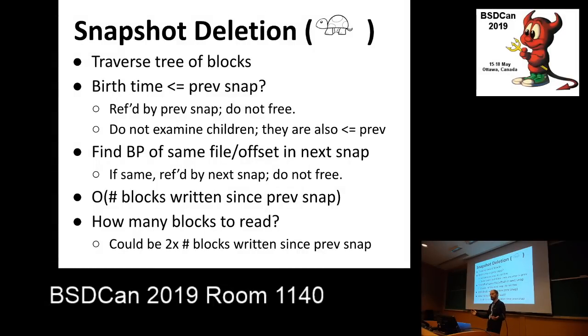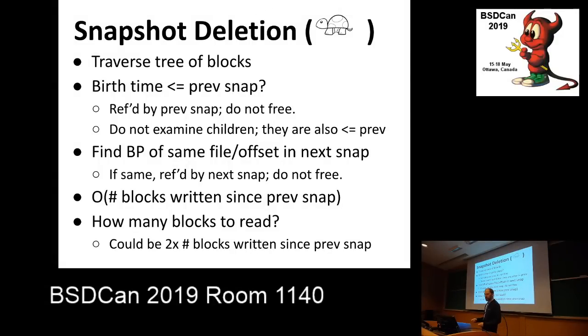If so, then I can't delete it. But if it's different, then I know that the next snapshot doesn't reference it, and all the ones in the future don't reference it. So this takes advantage of another characteristic of snapshots, which is that if there's a block pointer at one place in the tree, then it'll always be at that place in the tree in the previous or next snapshots. You can't move the block pointer from one file to another file. So this works, which is good. It's correct.